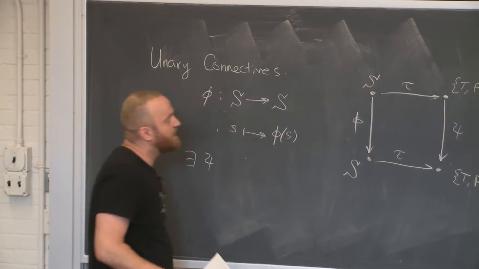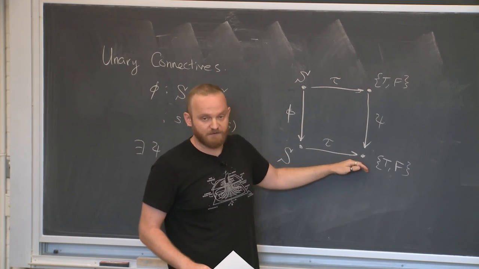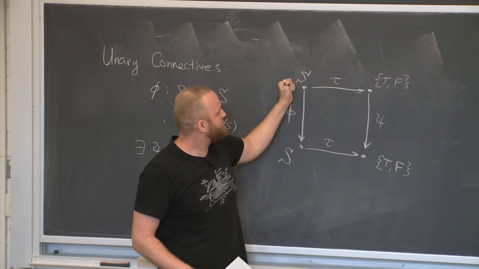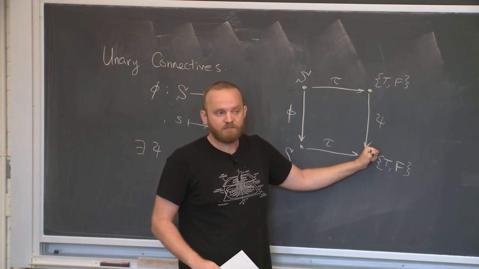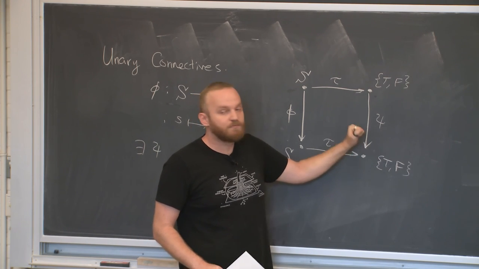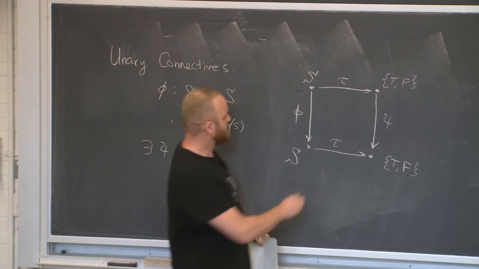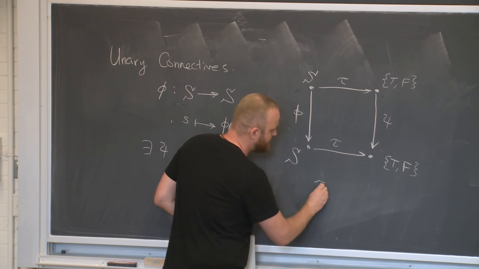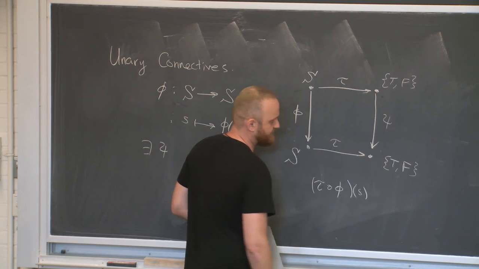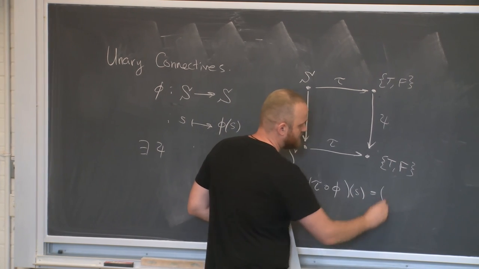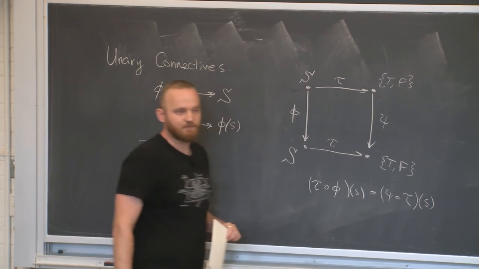In other words, we can either apply the unary connective to the statement and then take its truth value, or we can take the truth value of the statement and then apply the function psi to it, and the resulting answer will be the same for every single possible statement. That's what it means for this diagram to commute. So we can write this as the truth value of the logical connective applied to any statement s is equal to the function psi applied to the truth value of the statement s.